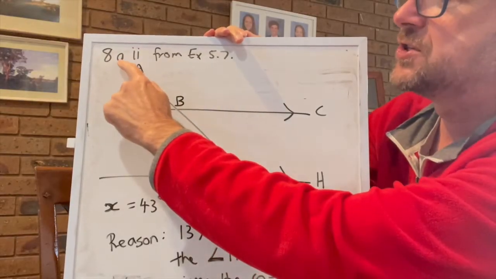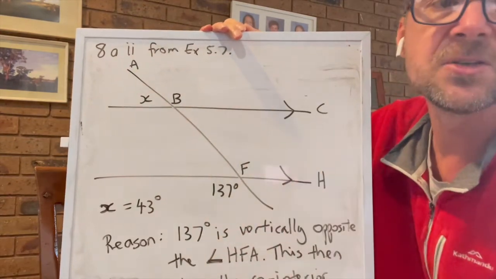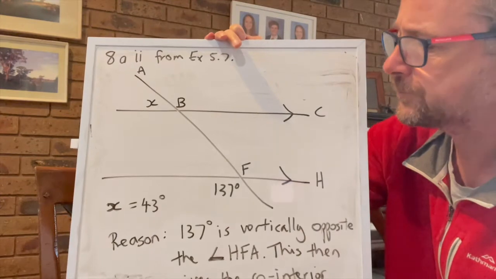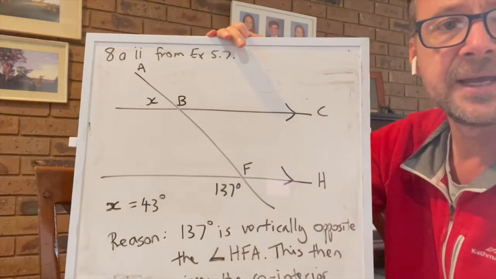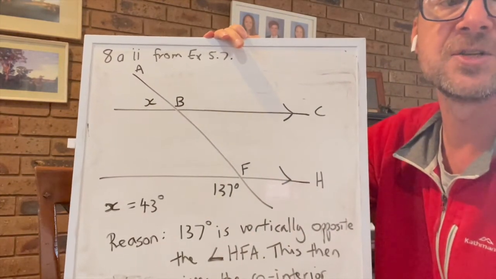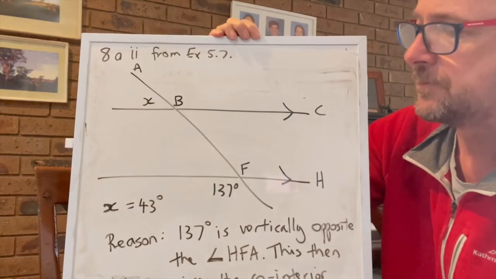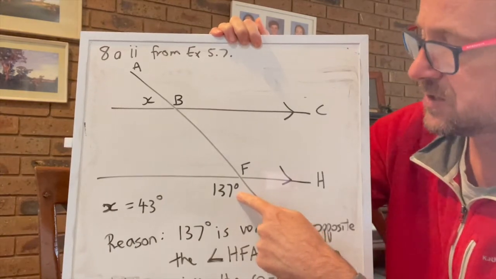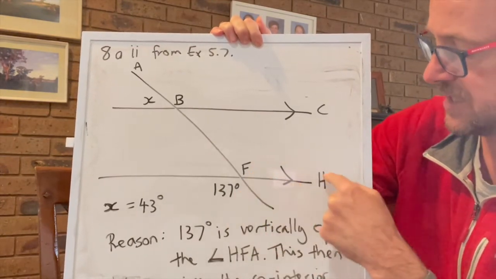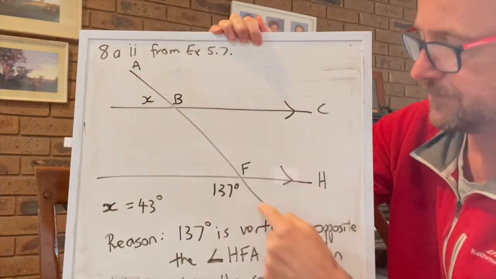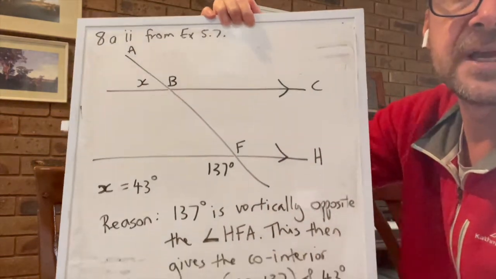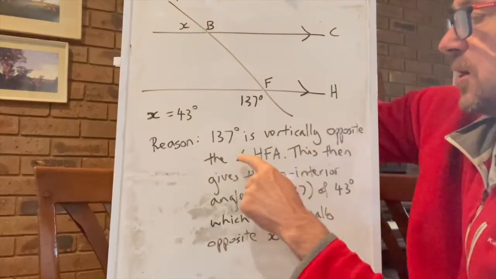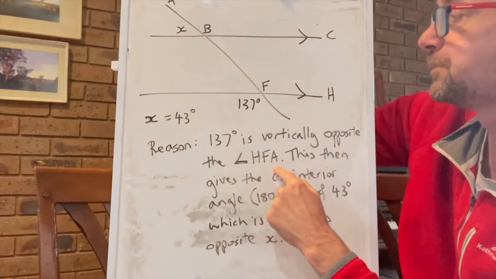Okay, looking here at question 8 II from exercise 5.7 to do with transversals going across parallel lines. Here we're trying to find the value of x, but also explain the reason why we know that to be true. Here we can see that 137 is vertically opposite this angle here. This angle is HFA. And so we can represent that here by saying 137 is vertically opposite the angle HFA.